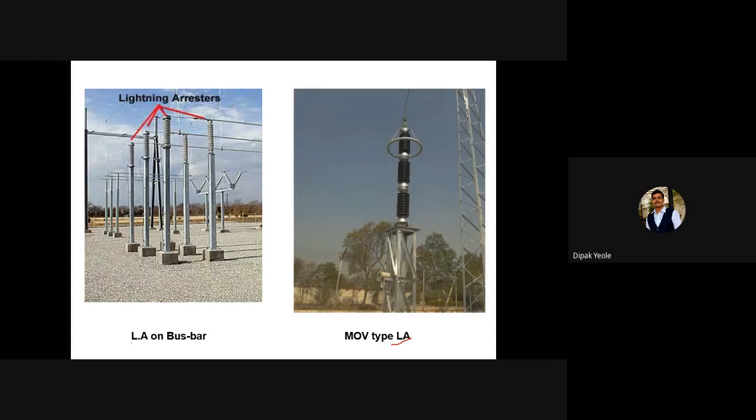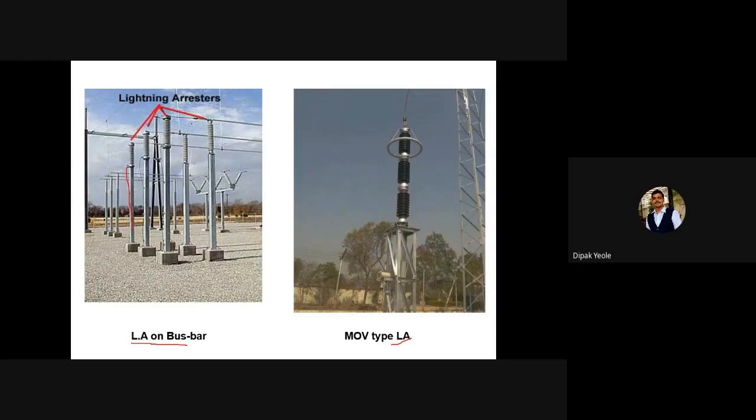That is called a lightning arrestor of MOV. We are interested in the lightning arrestor on the bus bar. So here you can see the lightning arrestor on the bus bar is connected, and if a lightning strike is going to happen, then this lightning arrestor will capture that lightning and send it to the ground. So here you can see the ground wire is available.